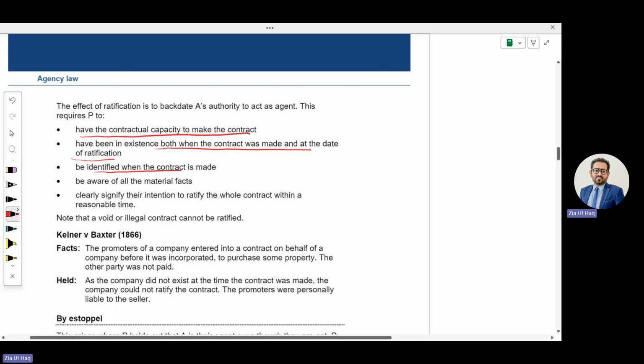P must be identified when the contract is made. P can be identified, either a company or a person. P must be aware of all the material facts, and aware that A has performed a transaction with Z. P must clearly signify their intention to ratify the whole contract within a reasonable time, and he should make his intention clear: yes, I am approving. Note that a void or illegal contract cannot be ratified. Only a legal contract can be ratified, not an illegal one.